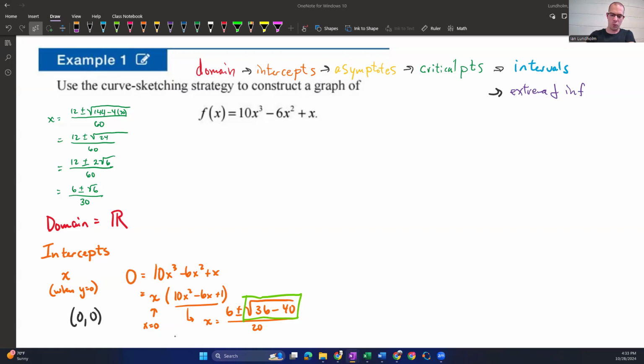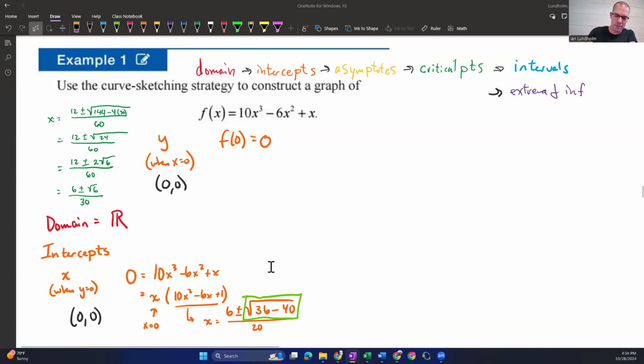If we try the y-intercept, this is when x equals 0. What we would do is try to just plug in 0. So f of 0 equals 0. When you plug in 0 there, everything just turns into 0. And we get the same point. So the origin is both our x and y intercept there.